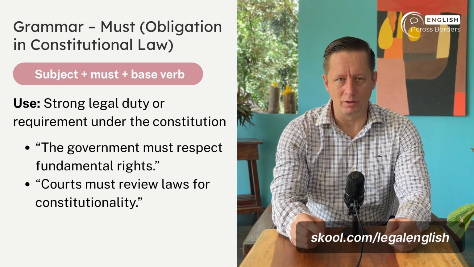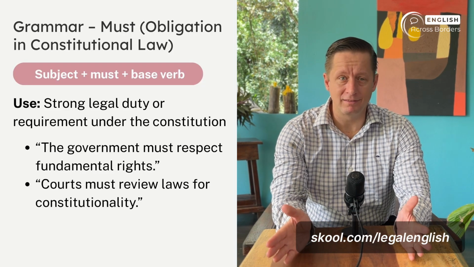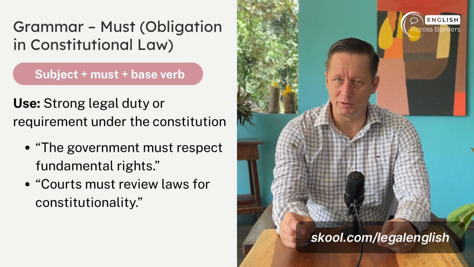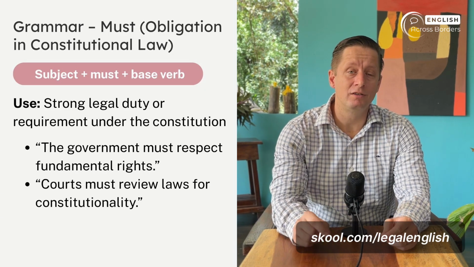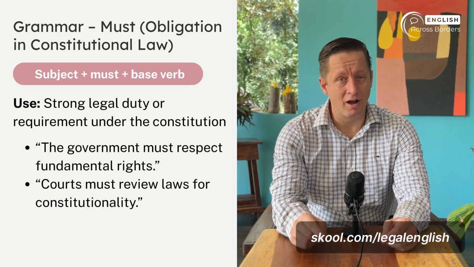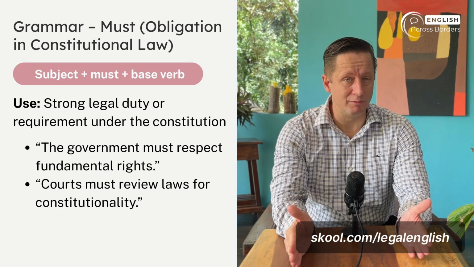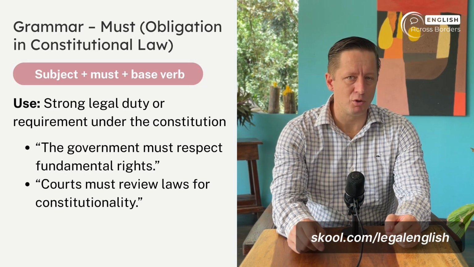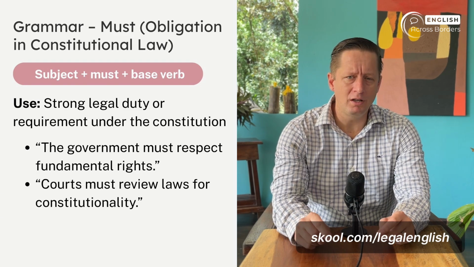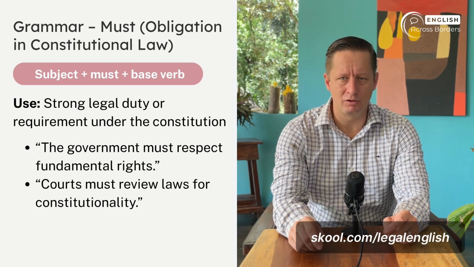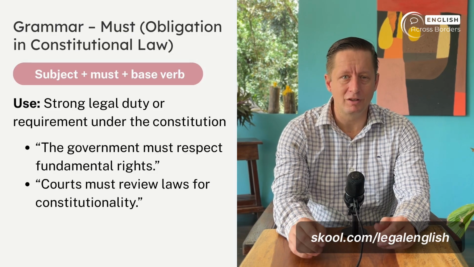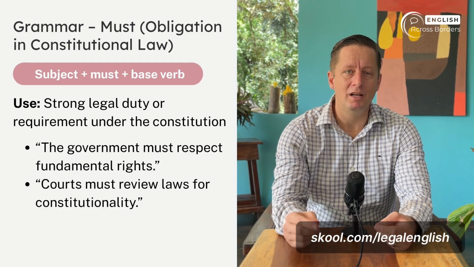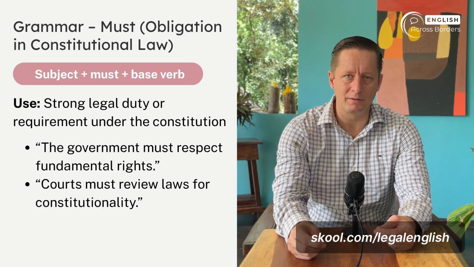Let's look at a story. A parliament passes a law limiting freedom of religion. Citizens file a challenge. The Constitutional Court explains the government must protect freedom of religion, even if the majority disagrees. This duty comes directly from the Constitution, and using must shows that there is no choice. It is a mandatory constitutional requirement.